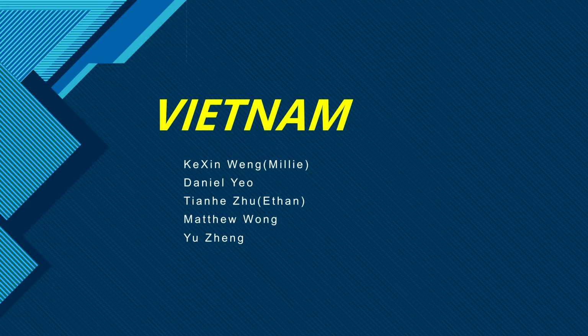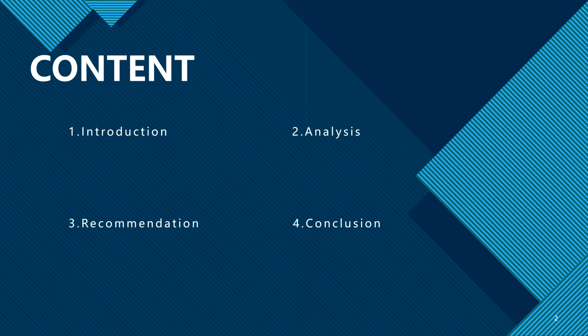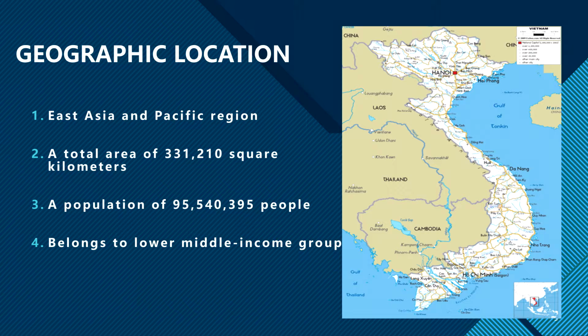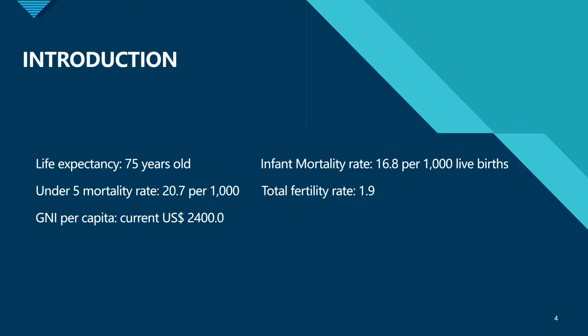Our group project is on Vietnam. Vietnam is located in the East Asia and Pacific region with a total area of 3,031,210 square kilometers. And they have a population of 95,540,395 people. And Vietnam belongs to a lower middle income group.